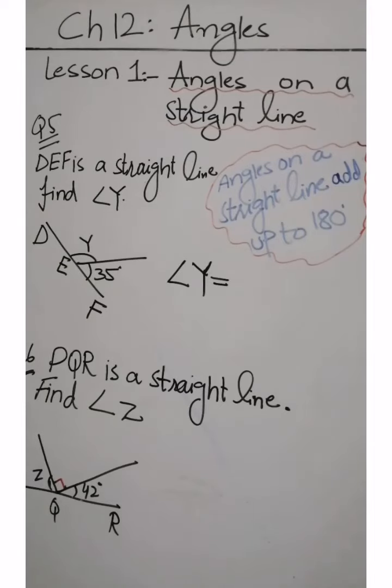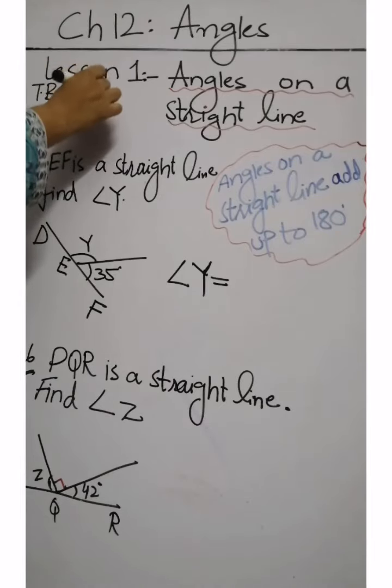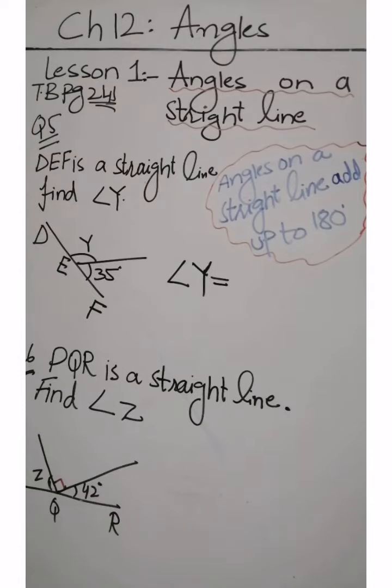Okay students, now I will explain a further example from the textbook, page number 241. This is question number 5. DEF is a straight line. Find angle Y. We have a straight line DEF. One angle is 35 and we are going to find angle Y.